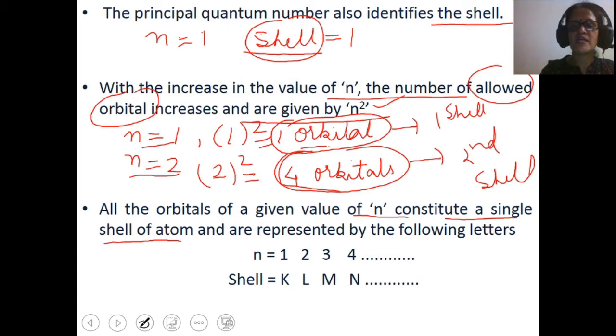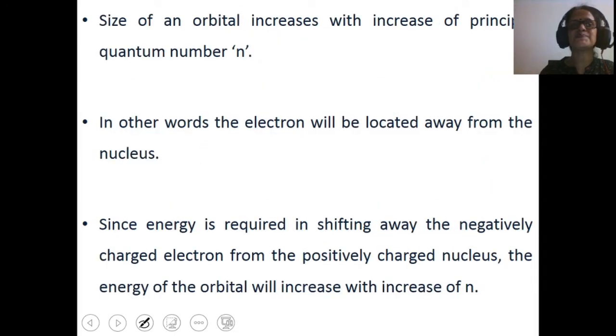N is equal to 1, the first shell can be represented by the letter K. The second shell can be represented by the letter L. The third shell can be represented by the letter M. The fourth shell can be represented by the letter N, and so on.